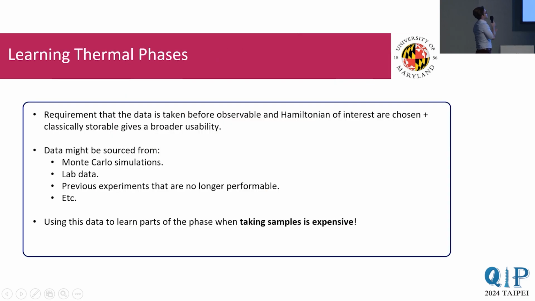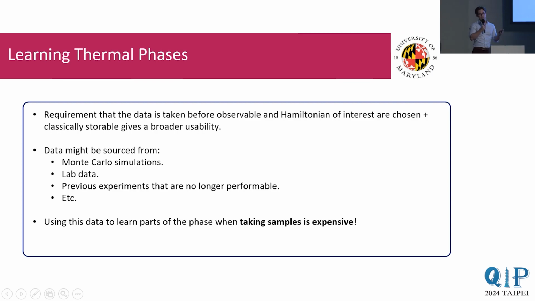The requirement that this data is taken before the local observable and the Hamiltonian of interest are chosen gives this a broader applicability. It means you can't make adaptive measurements based on the point in parameter space and the local observable given to you.